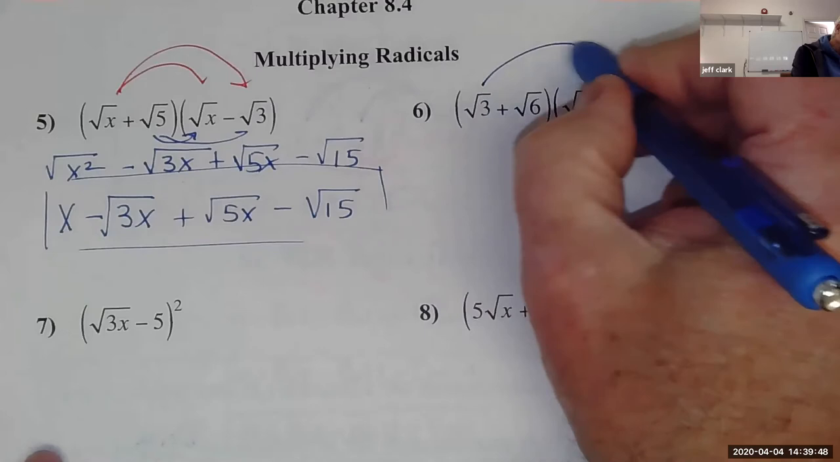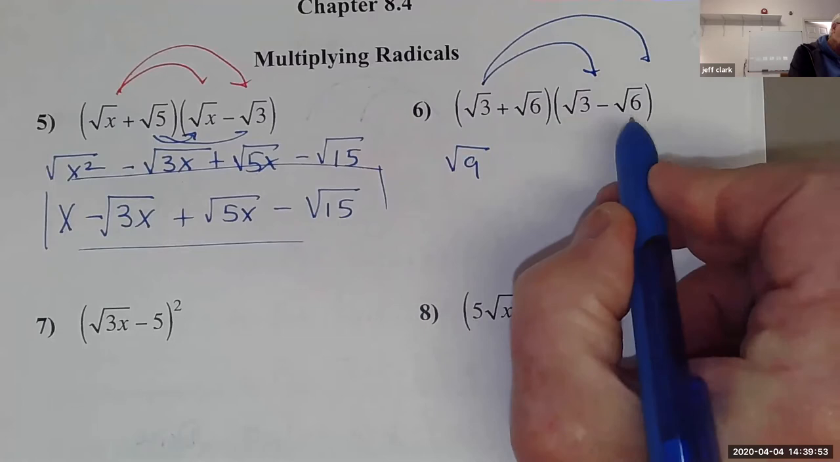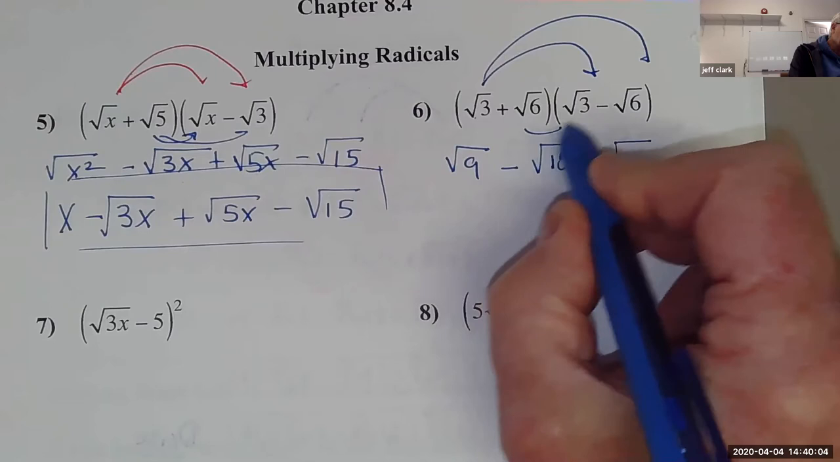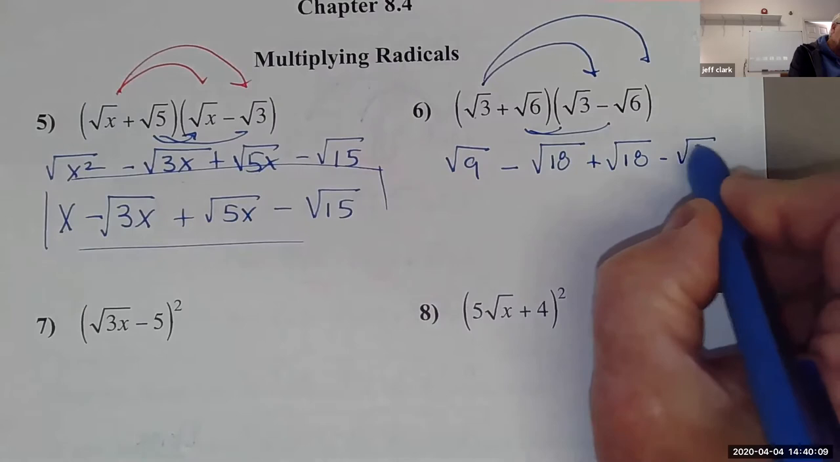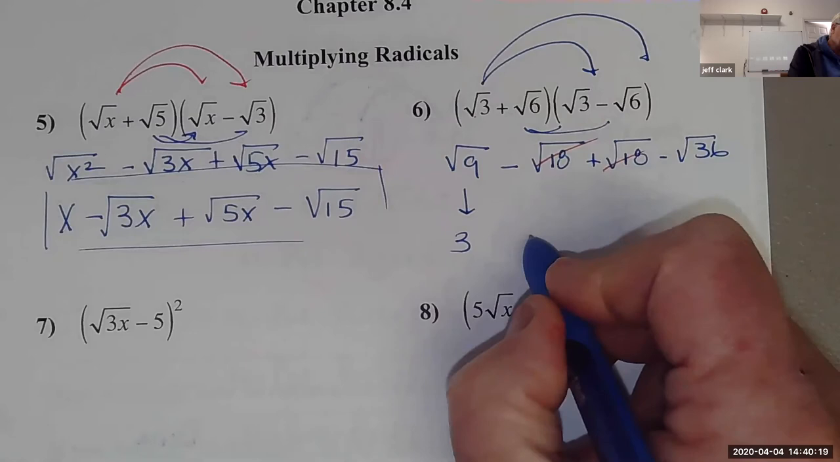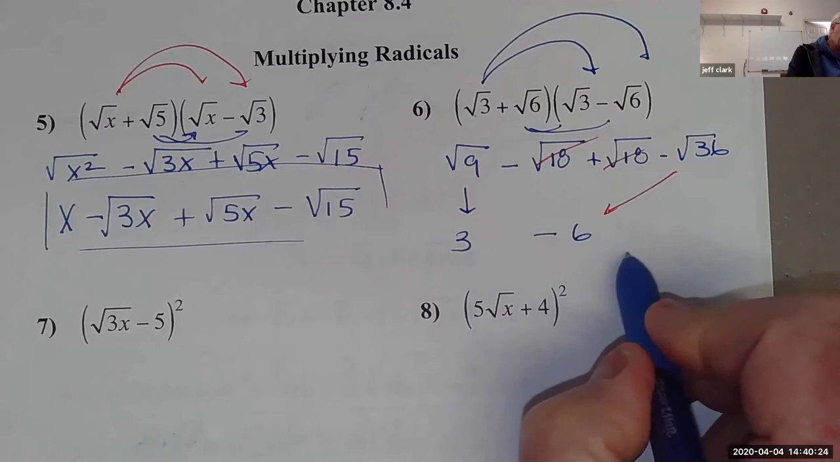Okay, FOIL. Root 9. Subtract positive times a negative, root 18, 3 times 6. Okay, plus, hey, that's root 18 again. And subtract square root of 36. This right here is 3. These two happen to go away. They're identically the same. So make them go away. And then subtract 6. So it looks like our final answer is negative 3.